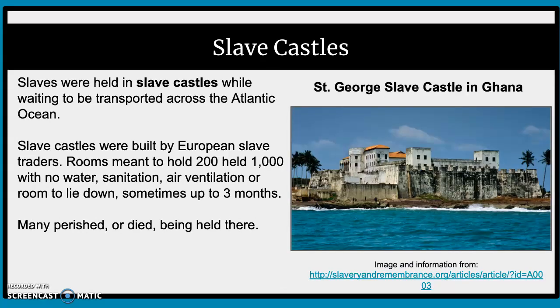Slave castles. Slaves were held in slave castles while waiting to be transported across the Atlantic Ocean. Slave castles were built by European slave traders. Rooms meant to hold 200 held 1,000 with no water, sanitation, air ventilation, or room to lie down, sometimes for up to 3 months. Many perished or died being held here.